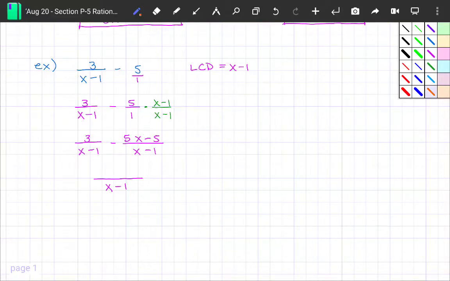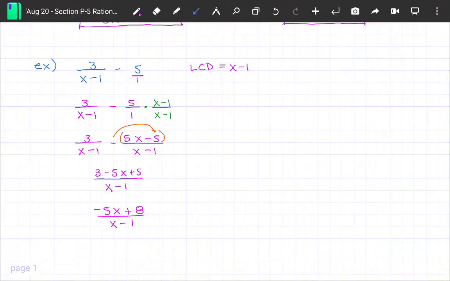Be careful when you're combining the top though. That minus sign is going to distribute to the entire numerator. So it's going to distribute to this negative 5, and it's going to make it a plus 5. So my final answer is going to look like negative 5x plus 8 in the numerator and x minus 1 in the denominator. So just be careful. That's going to be a common mistake that's easy to make where you forget to distribute the negative.